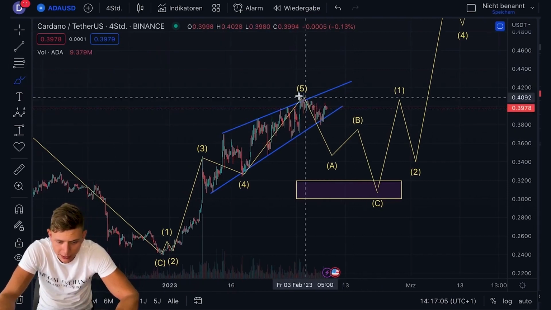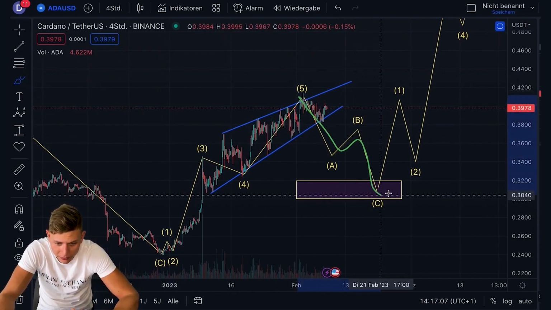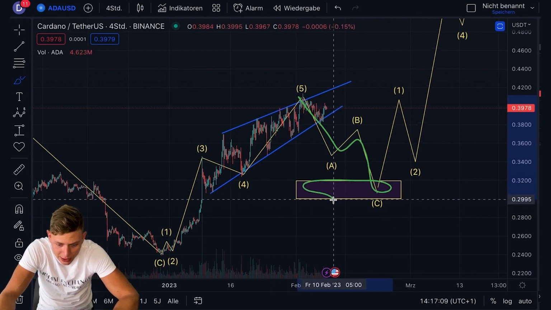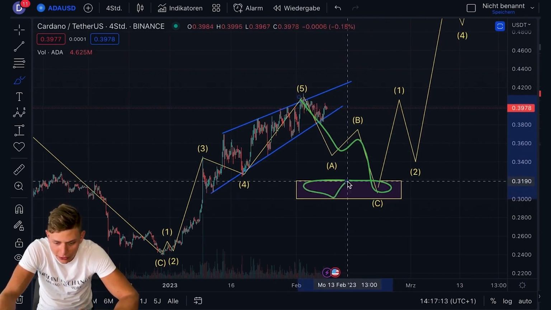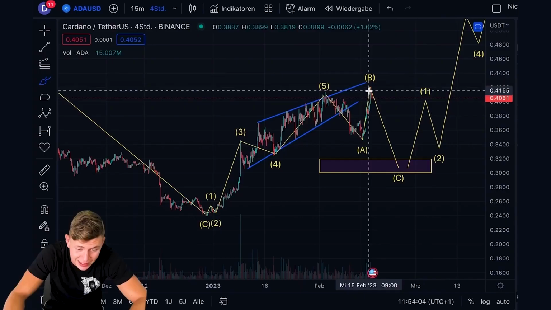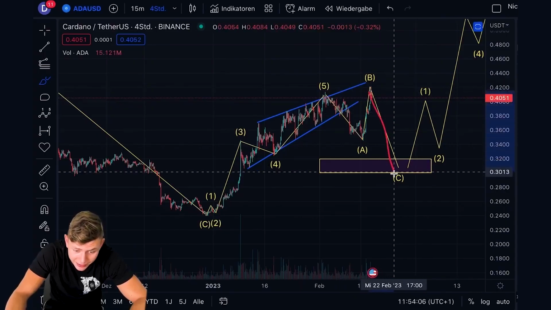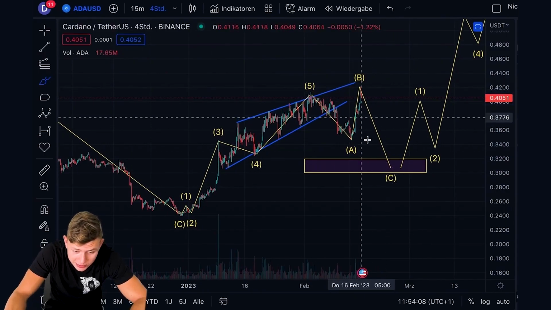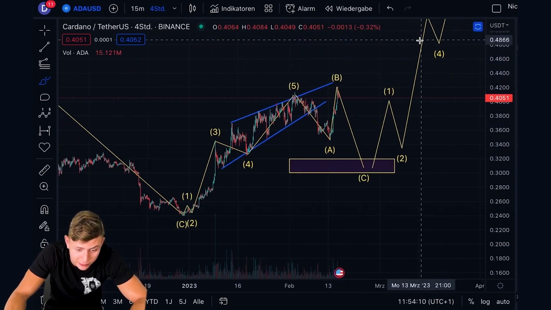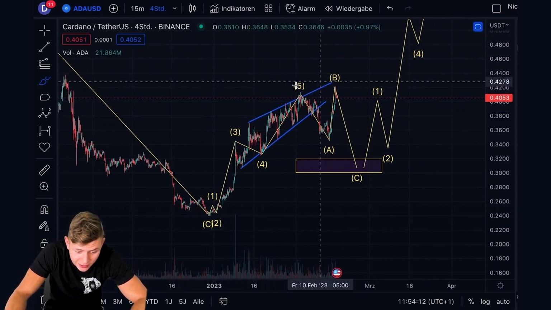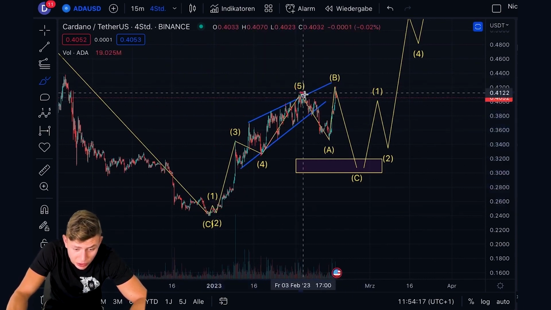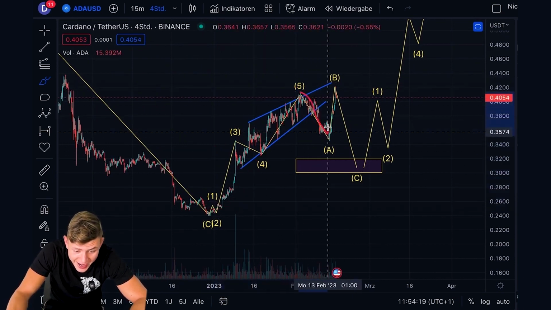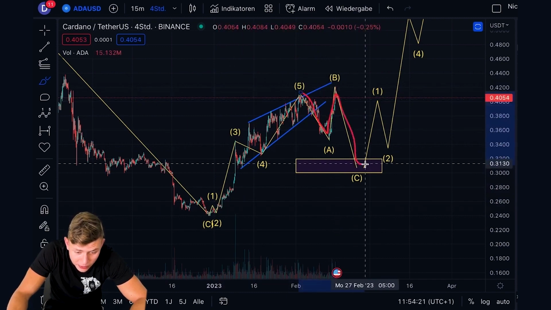So technically what I expect right now is a 3-wave or a corrective move here in this target area, which sits between the 30 and the 32 US dollar level. I expect ADA to make an impulsive 5-wave move here towards the downside and then recover. So for ADA, I count this actually as a 5-wave move, which is completed. So this should actually be a wave A of 2, a B up now and a C down.